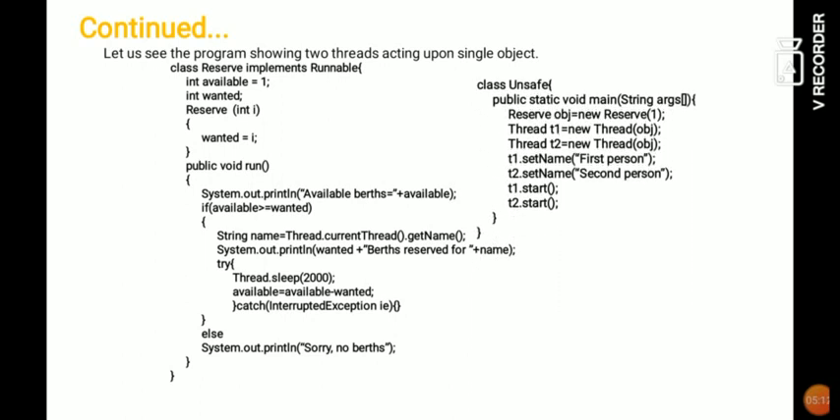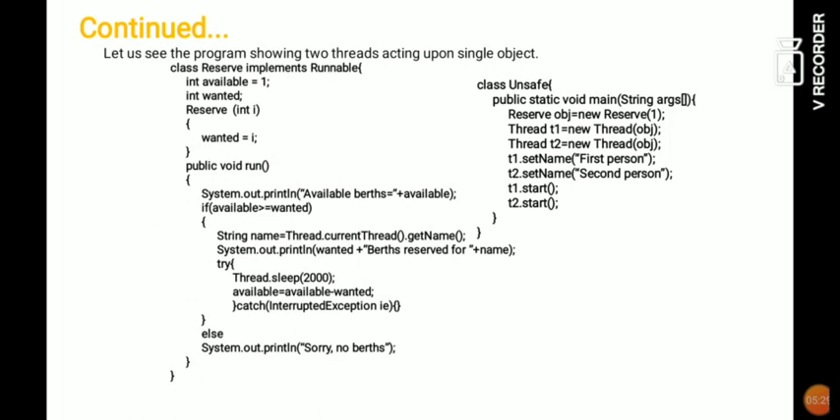So in the class Unsafe, I am writing the main method. I am creating an object called obj of the class called Reserve. I am passing 1 to the constructor. That means the wanted instance variable is initialized with 1. So that means they are requesting for only one berth.